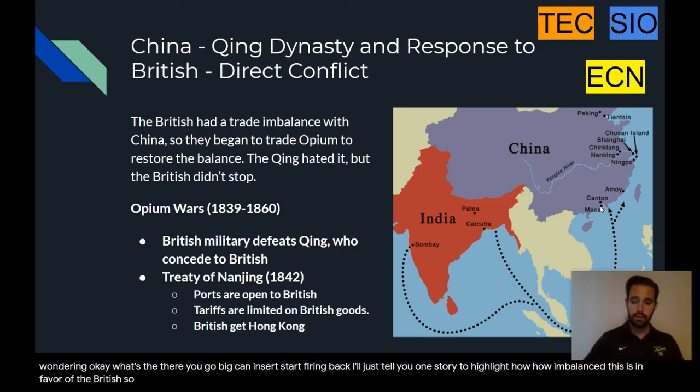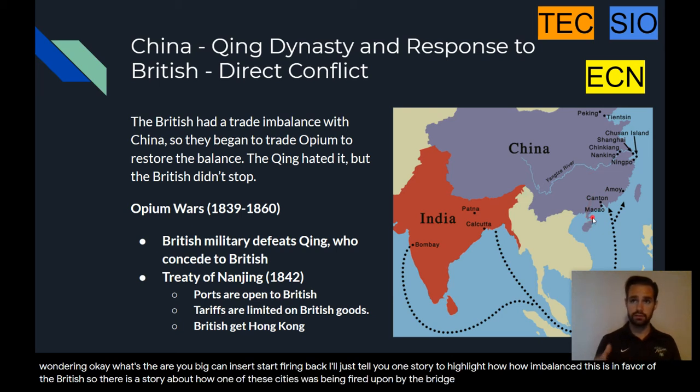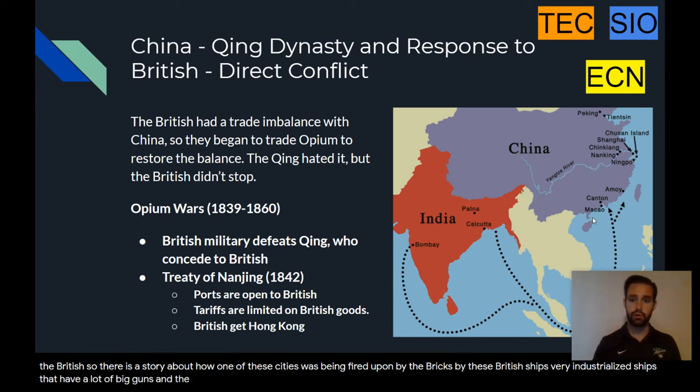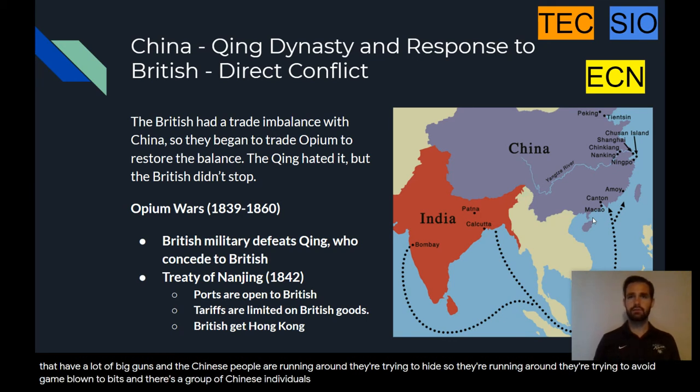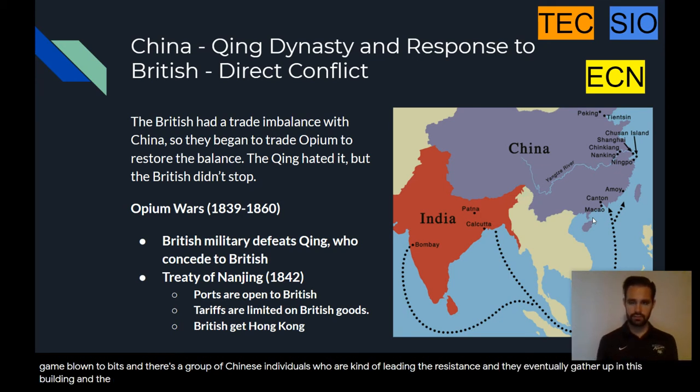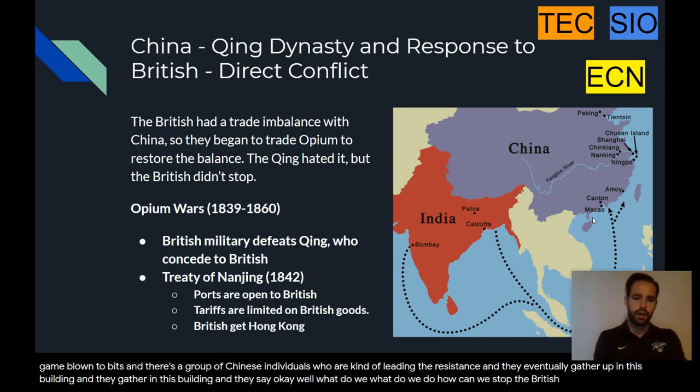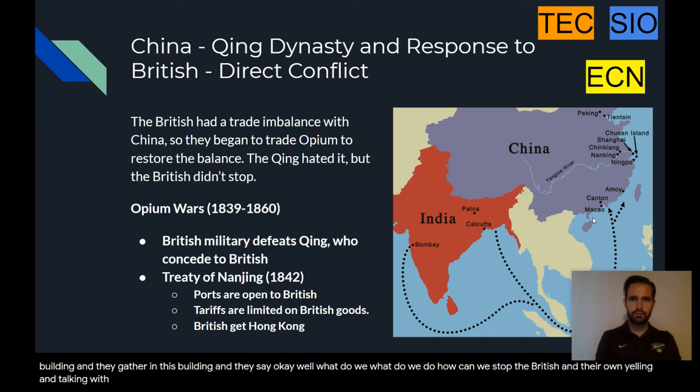There is a story about how one of these cities was being fired upon by these British ships, very industrialized ships that have a lot of big guns. And the Chinese people are running around, trying to hide, trying to avoid getting blown to bits. There's a group of Chinese individuals who are leading the resistance, and they eventually gather in this building and say, okay, what do we do? How can we stop the British? They're all yelling and talking with one another. It's a very stressful situation. There's a lot of anger, a lot of anxiety, and a lot of noise.